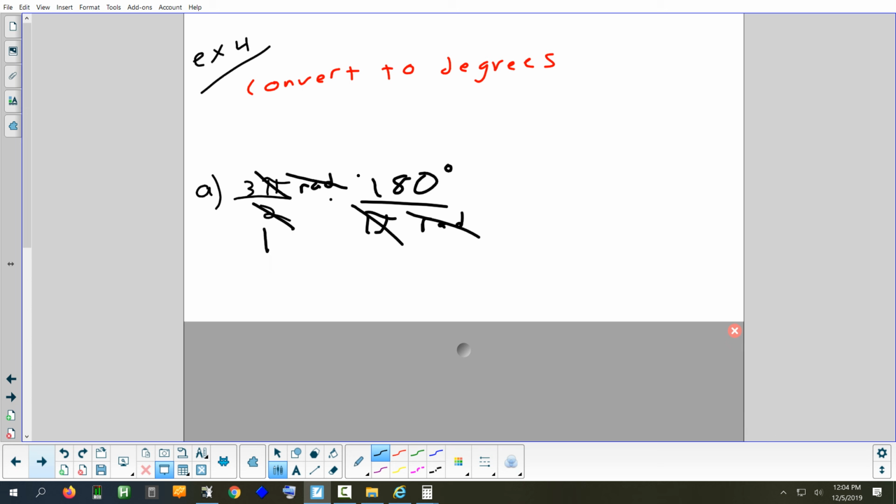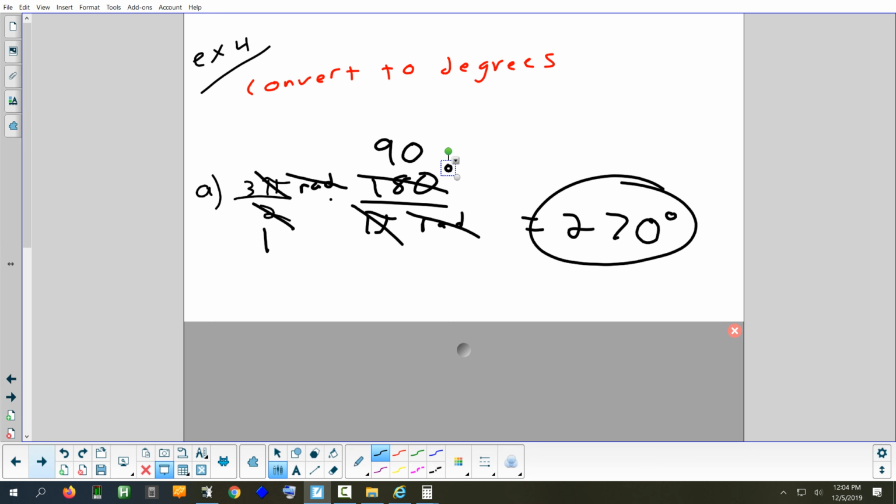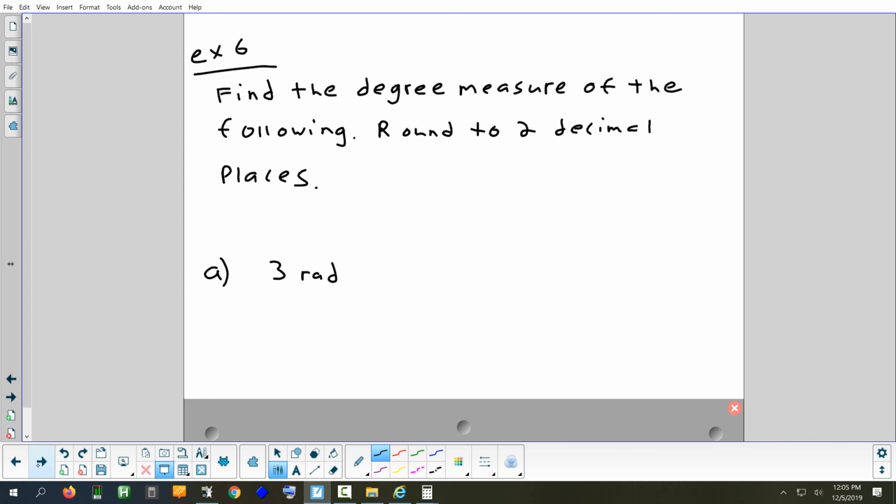2 goes into itself once. How many times does 2 go into 180? 90. So you're left with 3 times 90 with the degree symbol. What's 3 times 90 degrees? 270. Yep. And that's pretty much how you change between degrees and radians. It's not too hard if you just remember where the 180 and the pi go. You can also round. We didn't do one where you round. I'll show you one where you round. You just use your calculator.